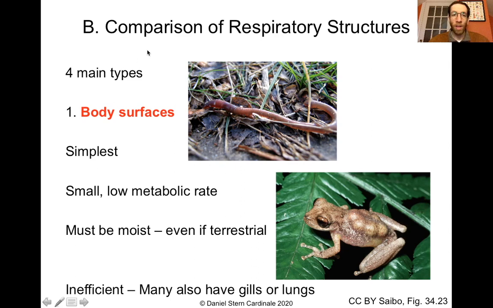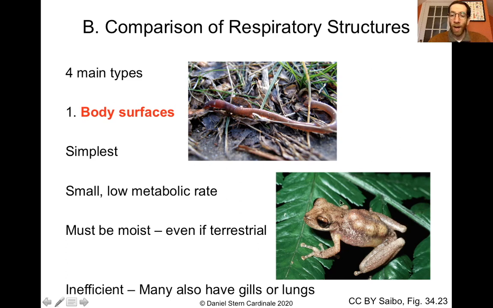The first is simply the surface of the body. This is the simplest respiratory structure because it's not a specialized structure that's adapted for respiration. It's using a pre-existing structure, the outer covering of the body, and just adding a function to it. So this works for organisms that are very small and have a low metabolic rate. So you're going to be looking at ectotherms, things that are cold-blooded, and things that are not moving all that fast. So earthworms are a really good example of things that exchange across the outer surface of their body.